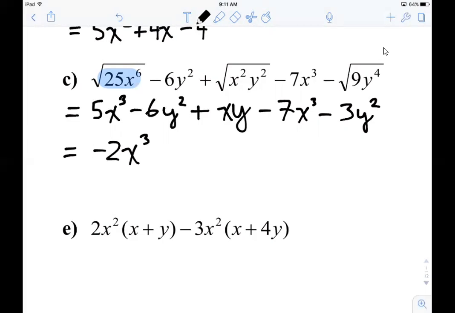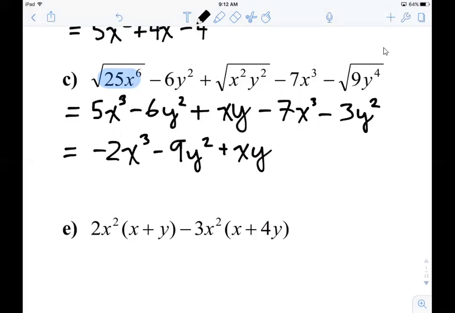I also have 2 terms that have a y squared attached. So if I take negative 6 of those, then I subtract 3 more of those, I would get negative 9y squared. And then I also have this extra plus xy.